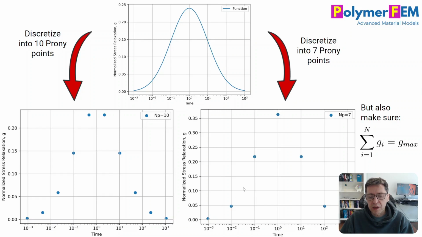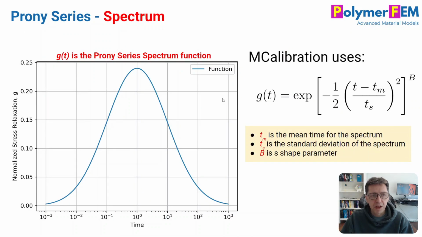So it's not only the individual values, but also the sum of the values that is super important. So I often like to specify what this max value should be in addition to the individual relative contributions of this curve here. So let's talk about how you would do this in practice. Ansys, Abaqus, etc. don't really allow you to specify the spectrum. But in MCalibration, the software we have developed here at PolymerFEM, you can, and this is really nice.